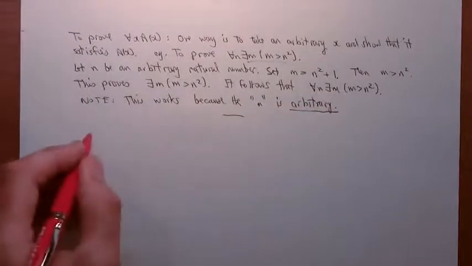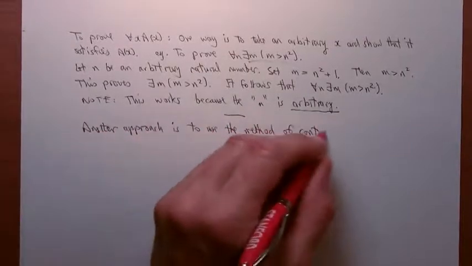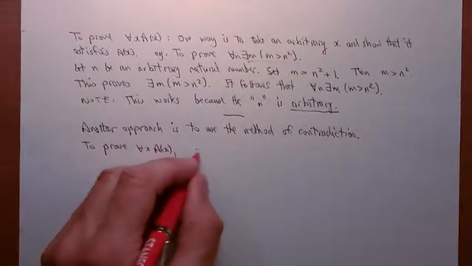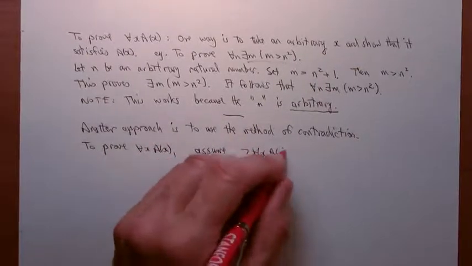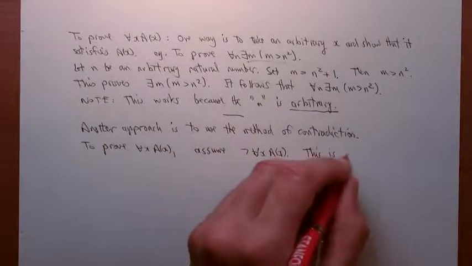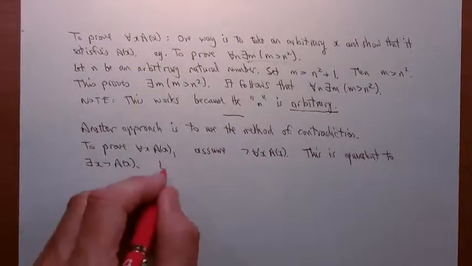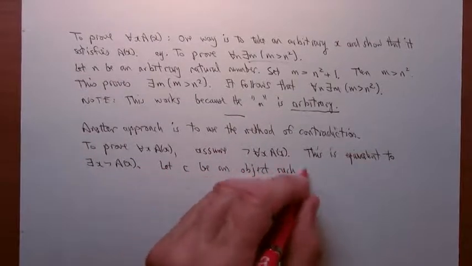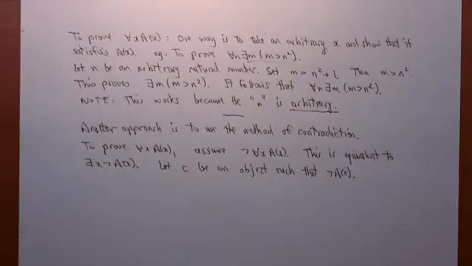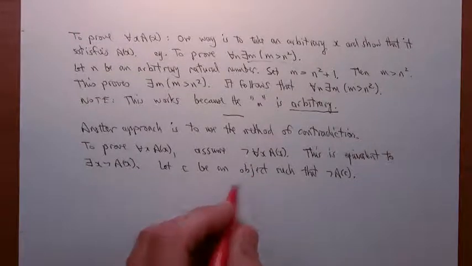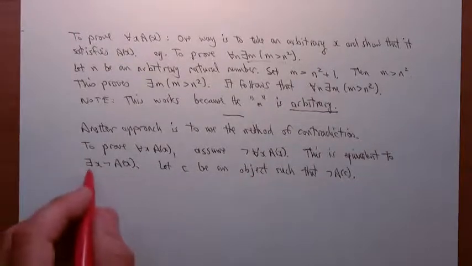Well, another approach would be to use the method of contradiction. To prove for all x A of x, assume not for all x A of x. This is equivalent to there exists x not A of x. Well, let c be an object such that not A of c. Notice that this isn't an arbitrary object. It's a specific object, admittedly an object whose identity we may not know, that is guaranteed to exist by this.